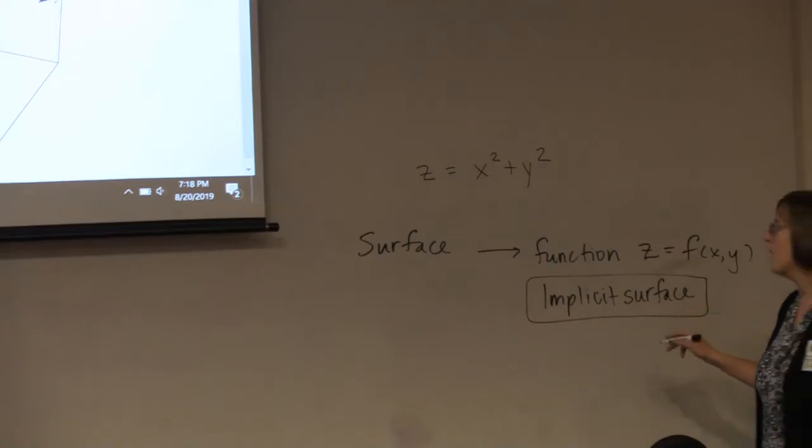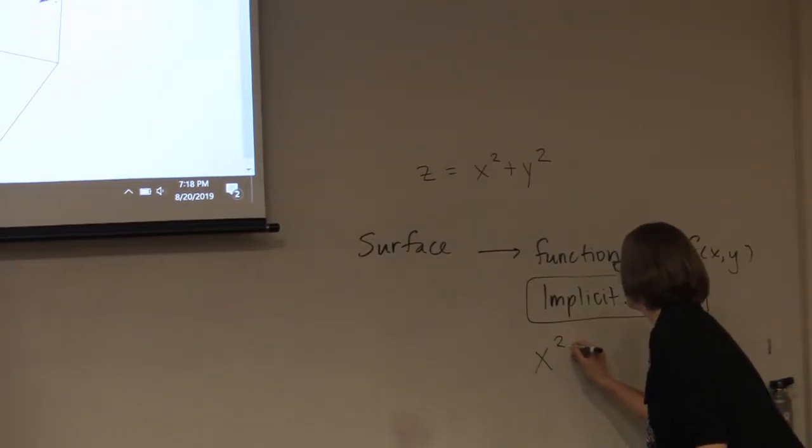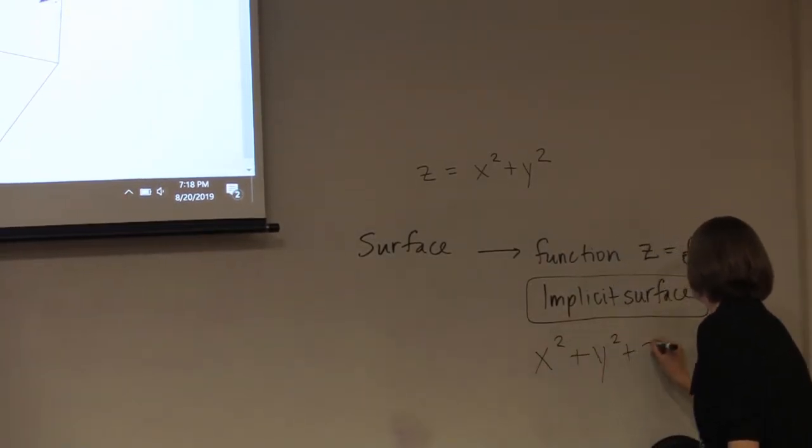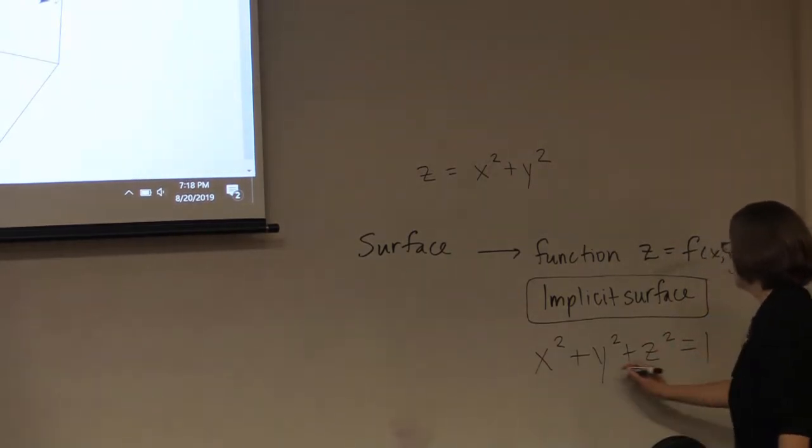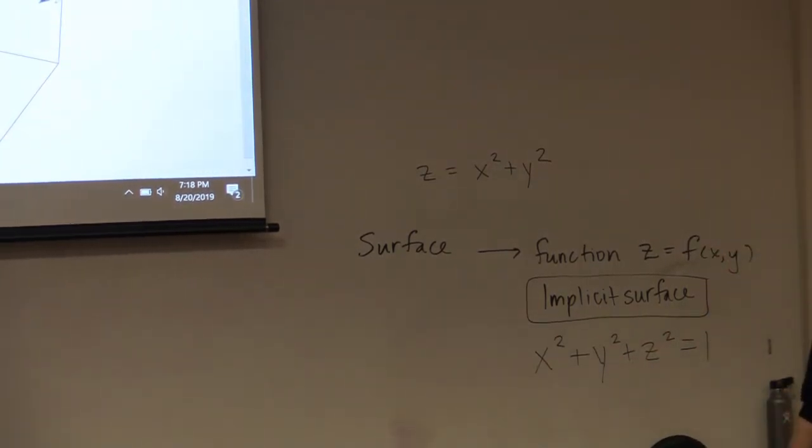So what is an implicit function? An implicitly defined function is something like the following. X squared plus y squared plus z squared equals 1. What kind of surface is this? Sphere, centered at the origin of radius 1. Awesome. So over time, you'll get to recognize these if you don't already.